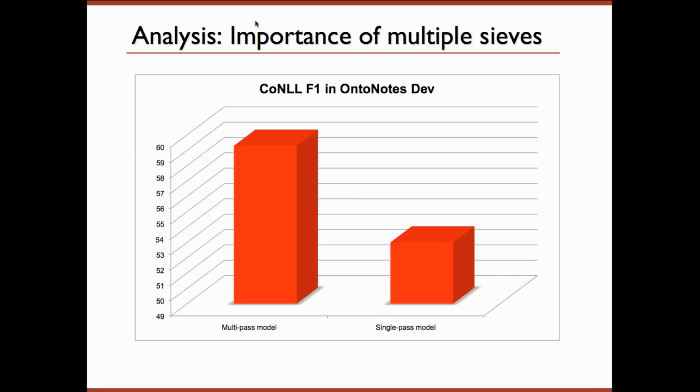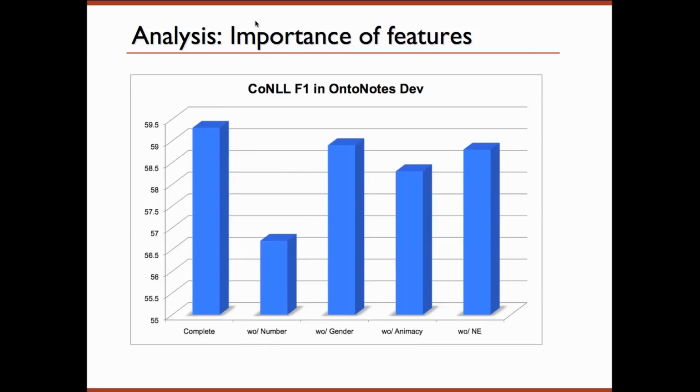Just as a curiosity, we looked also at the individual contribution of features. Here we remove number information. Here we remove gender, animacy, and named entity information. You see that number is the most important one. The score drops about 3 points. Everything else counts a little bit. It's interesting to note that animacy is actually very important. I think this is novel. I haven't seen this anywhere else. It's about a point or more.